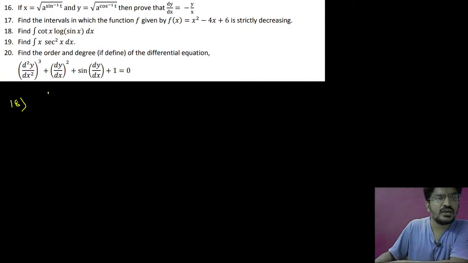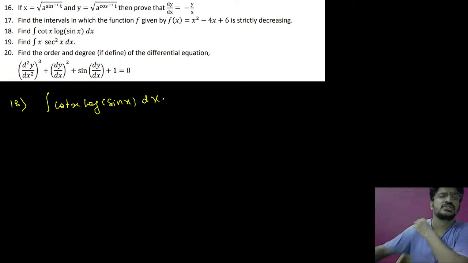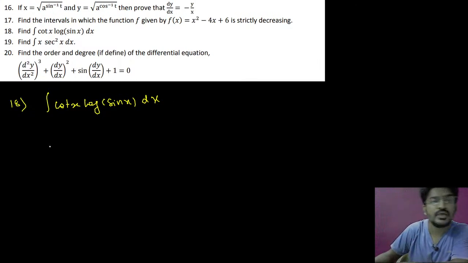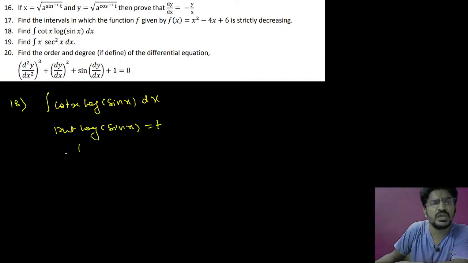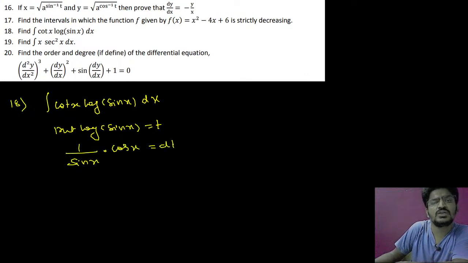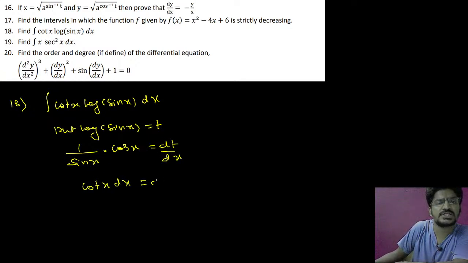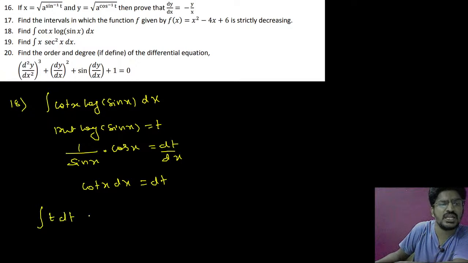That is, find the integration of cot x log of sin x with respect to dx. Here you must know the substitution method. Put log of sin x as t. If I differentiate, this will be 1 by sin x into cos x equal to dt by dx. Cos by sin is cot x, so cot x dx will be equal to dt. Therefore I will write cot x dx as dt and log of sin x as t, into dt.